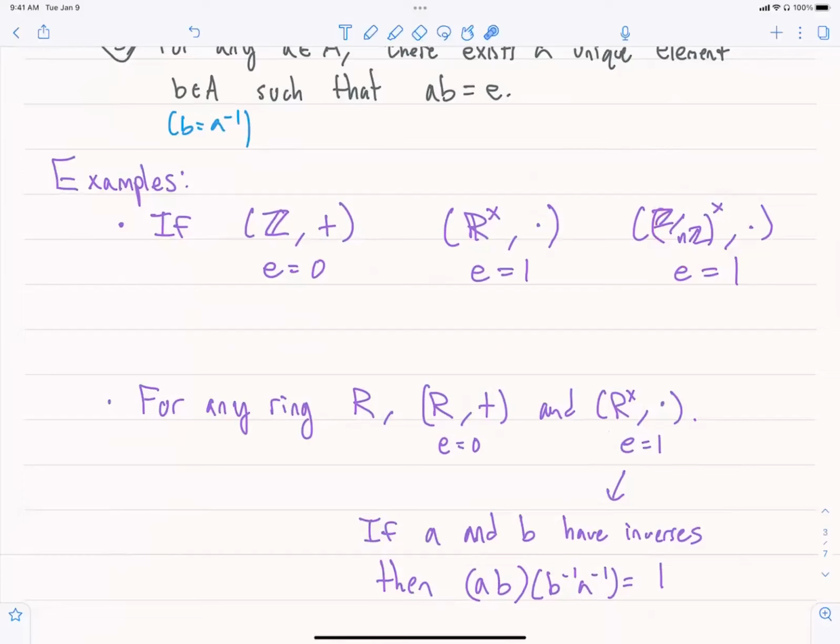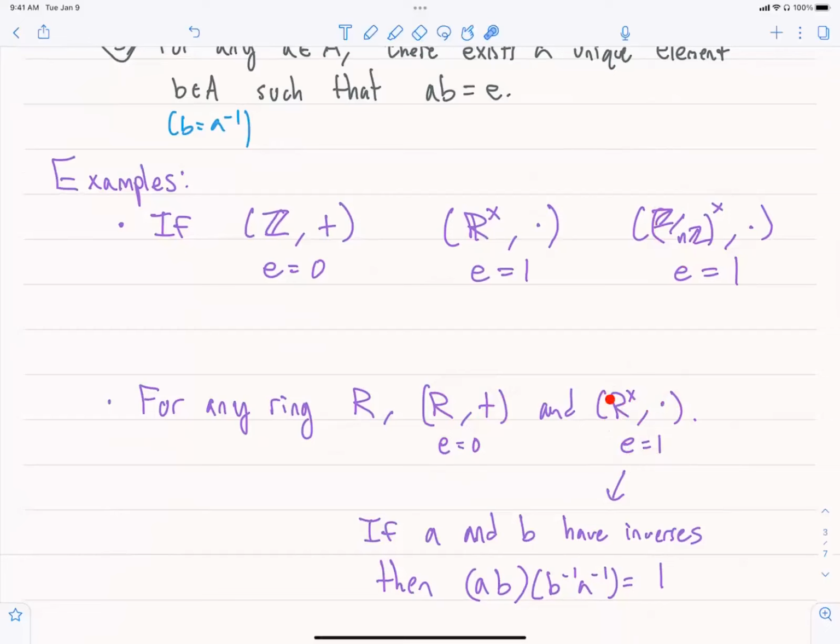But really it's true for any ring R. I can take the whole set R, forget about multiplication and only have addition, and that gives me an abelian group with identity being the 0 element. Or I could take the invertible elements R cross under multiplication and take the identity element to be 1. And this also gives me an abelian group.